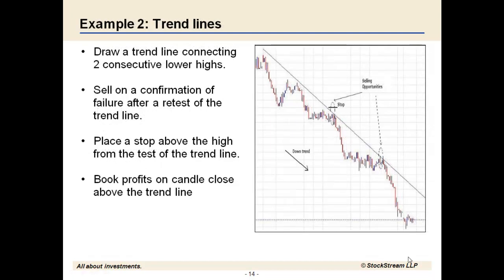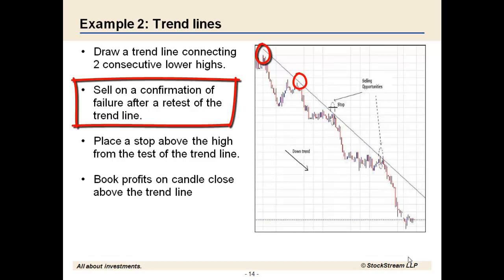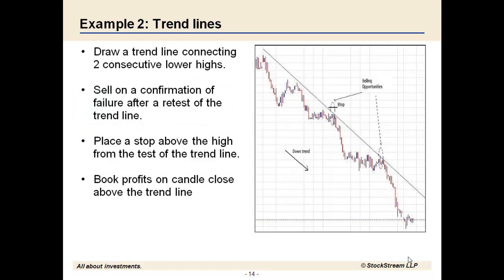Once the market bias has been determined, we draw a trend line connecting 2 consecutive lower highs. We will be looking to sell on failure after a retest of the trend line. A failure can be confirmed by looking at candlestick patterns or other technical indicators.